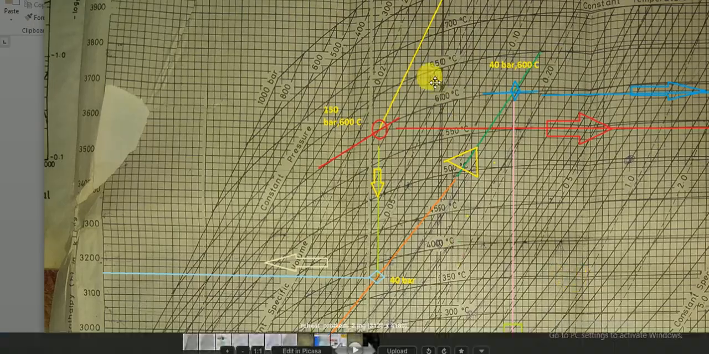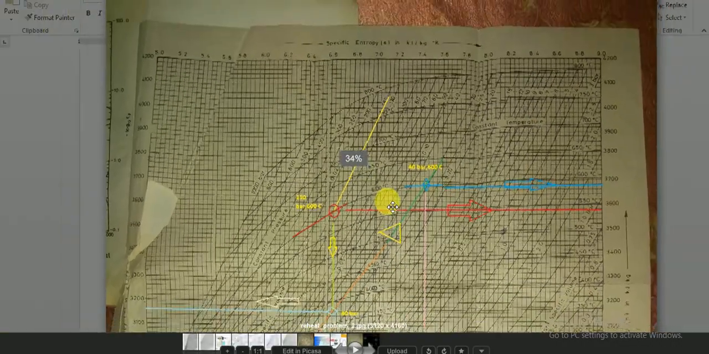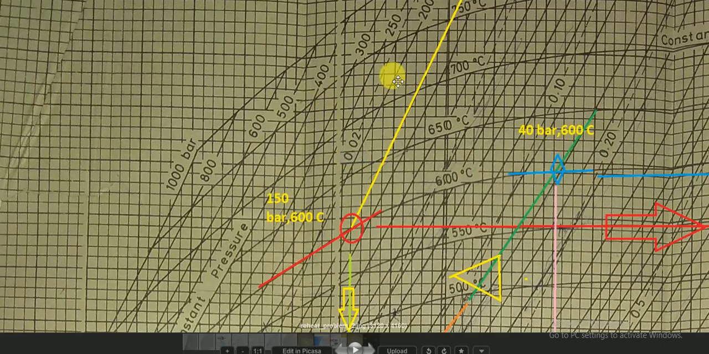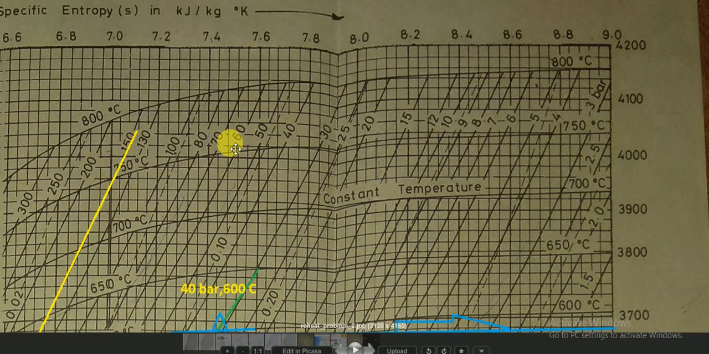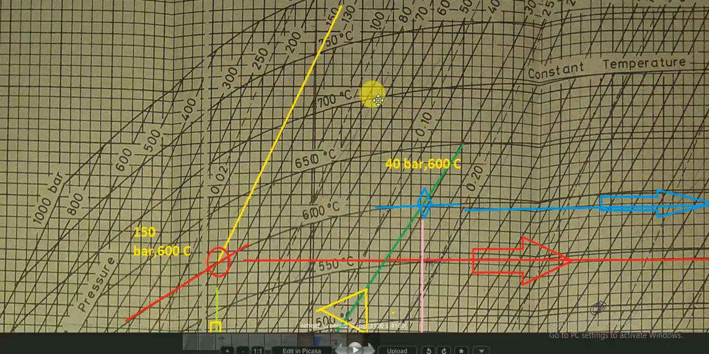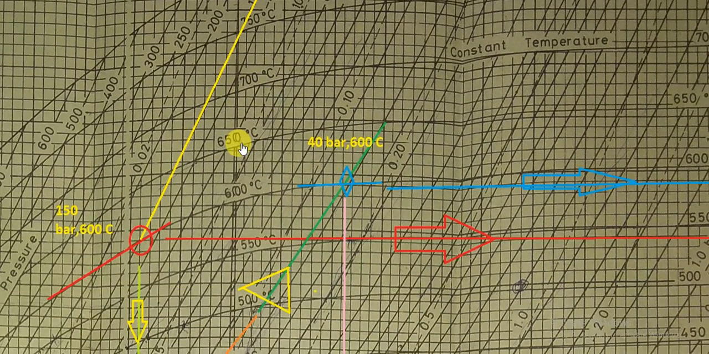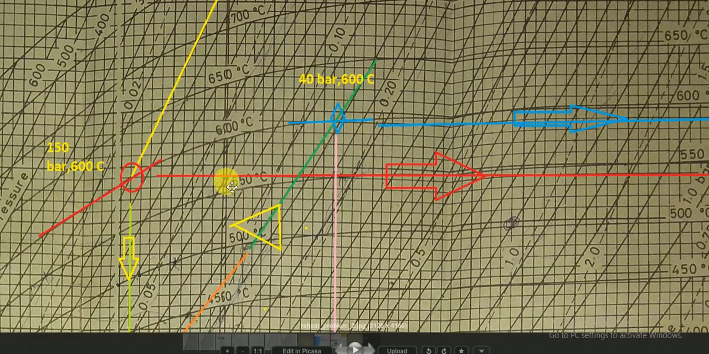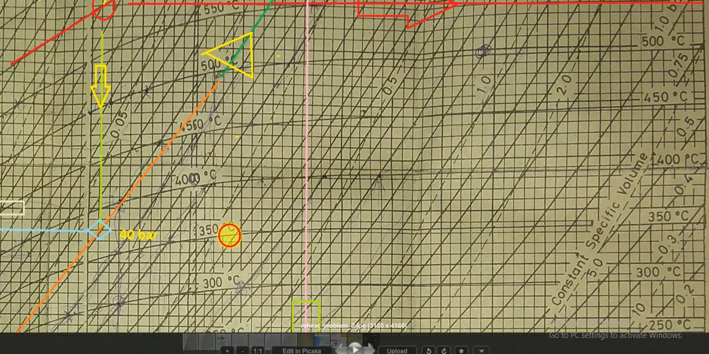Then these are the temperature lines. You can see here the inclined lines are the pressure lines. So this is 800, 600, 500 degrees Celsius. The pressure lines are also there, and the temperature lines are also there. The pressure lines: 1000 bar, 800 bar, 600 bar, 500 bar, 400 bar, 300 bar, and the temperature lines: 700 degrees Celsius, 650, 600, 550, 500, 450 degrees Celsius. All these things are there.